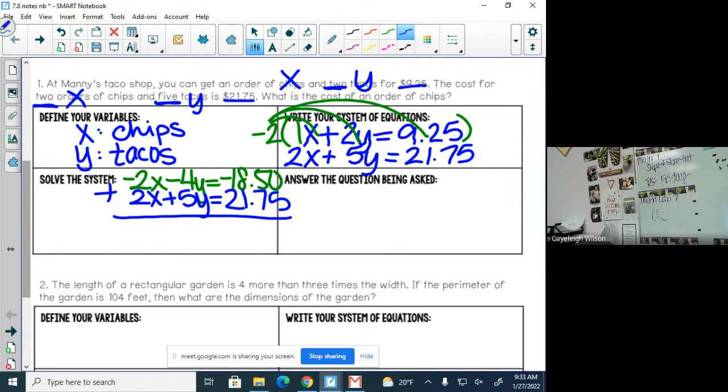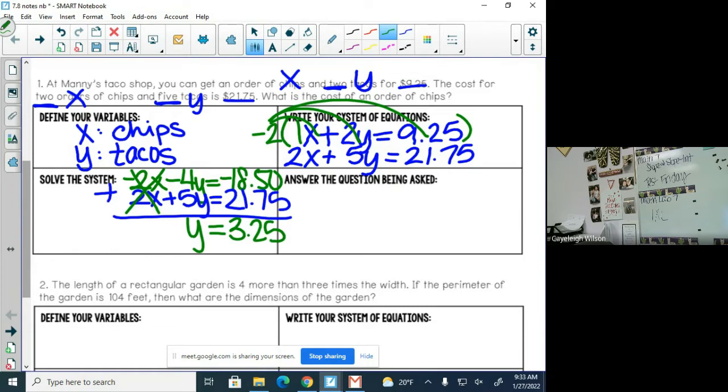So negative 2x plus 2x is 0, which is what my plan was to eliminate the x. Negative 4y plus 5y is just 1y, which is just y. Negative 1850 plus 2175, that's 325, right? Okay, so there's my y. So that means that tacos, because I said y was tacos, tacos cost $3.25.